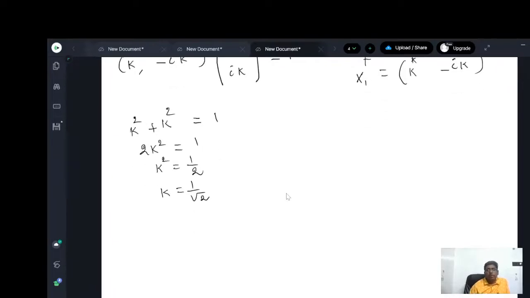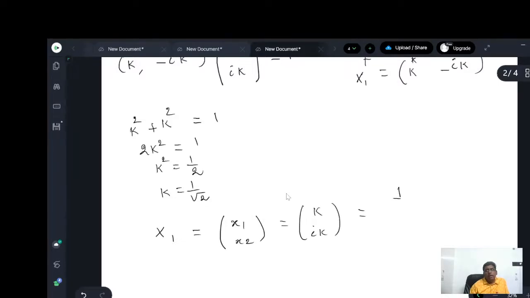Now the value of X1 is equal to x1 comma x2 is equal to k, ik is equal to 1 by root 2 is the value of k. Then this is i by root 2.